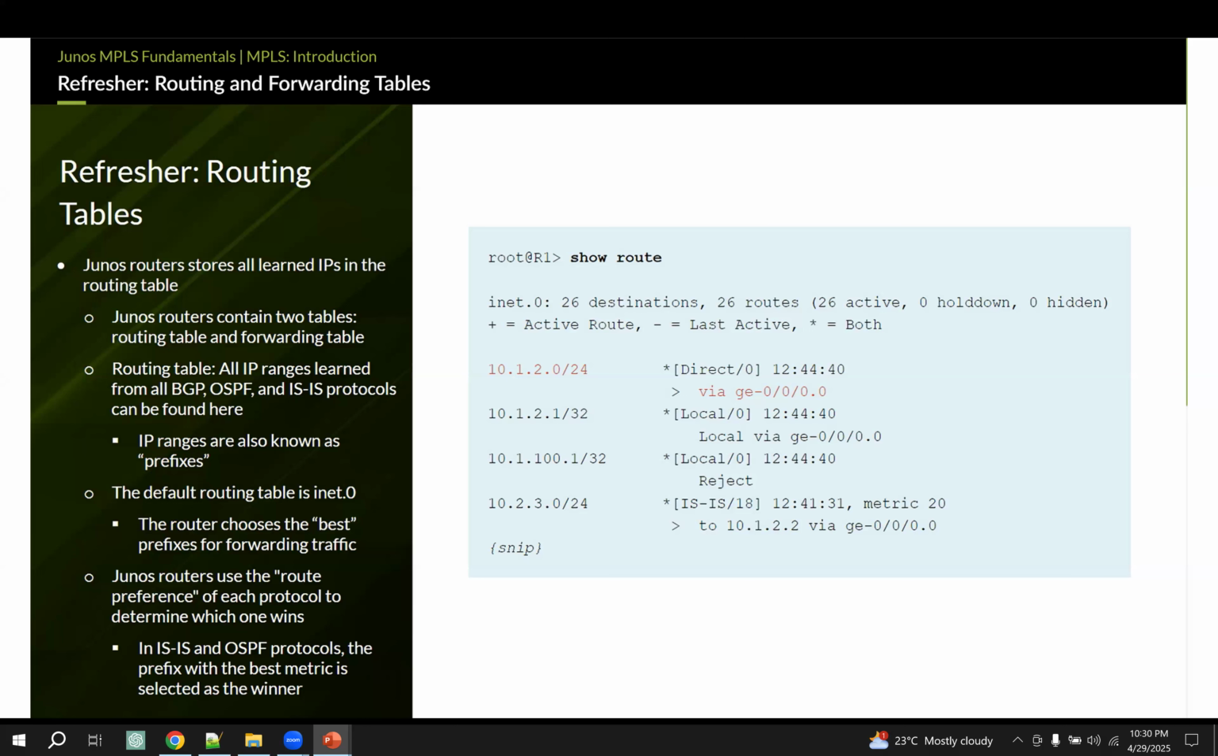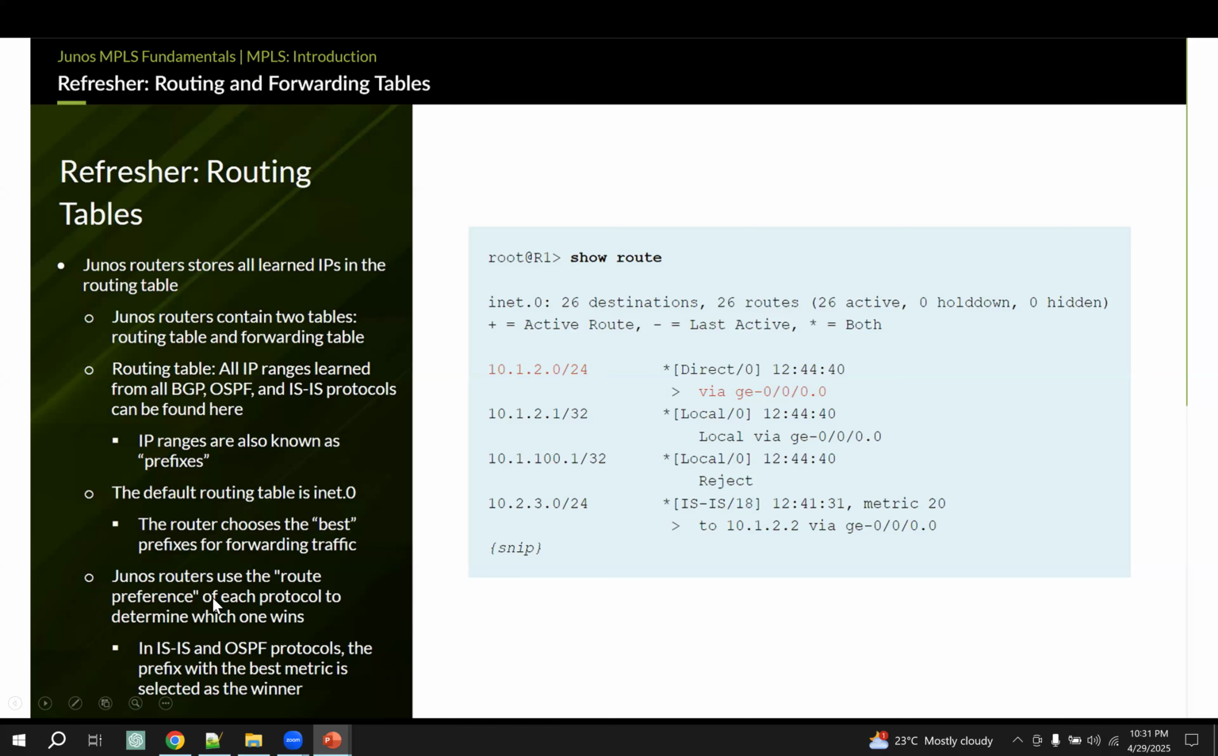You can get one route from BGP, or you can get multiple routes from your IGP. All routes will be available in your routing table. The default routing table is inet.0. That is for IPv4. You can also say it's the routing table for IPv4 unicast.